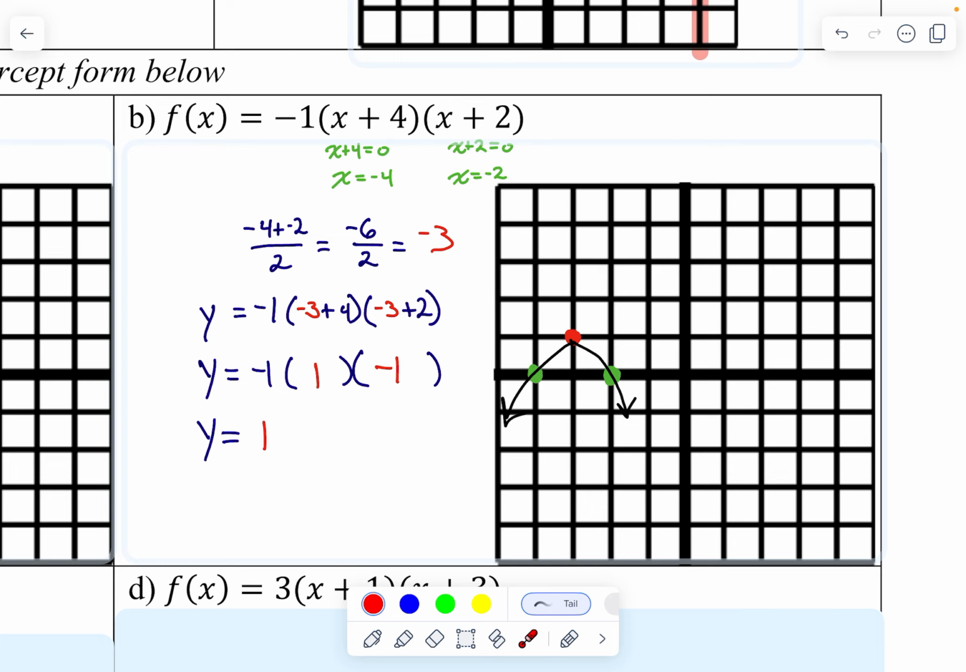So I take -3 plus 4, I get 1. I take -3 plus 2, I get -1. And now I multiply -1 times 1 times -1. That's a whole lot of ones, but it comes out to a positive 1. So I know my vertex is going to be at -3, 1. So I go 1, 2, 3, and up 1. And then I just plot my x-intercepts there with those green dots.